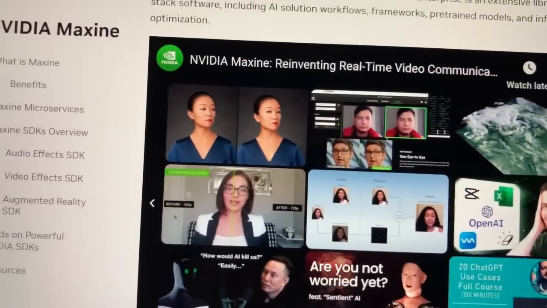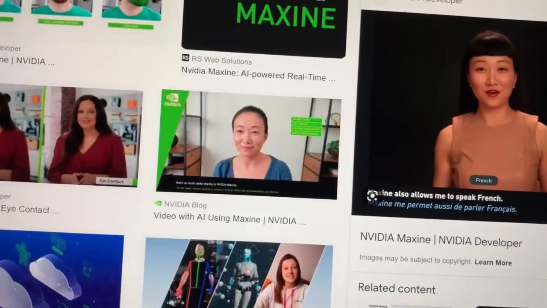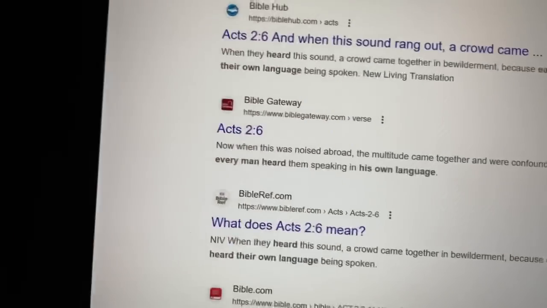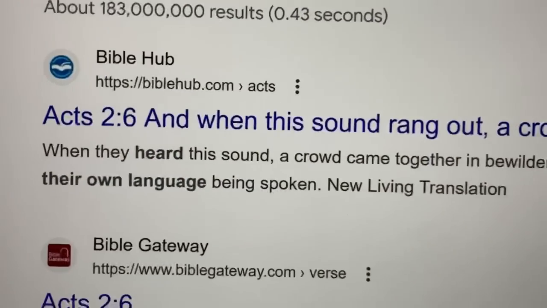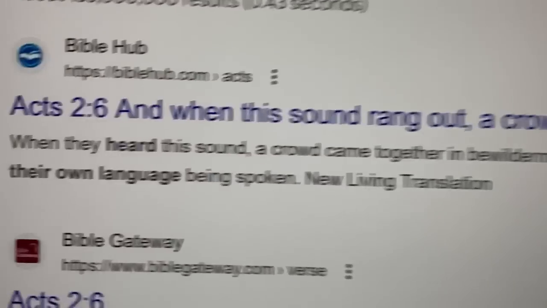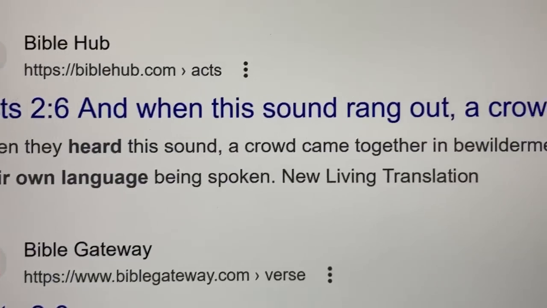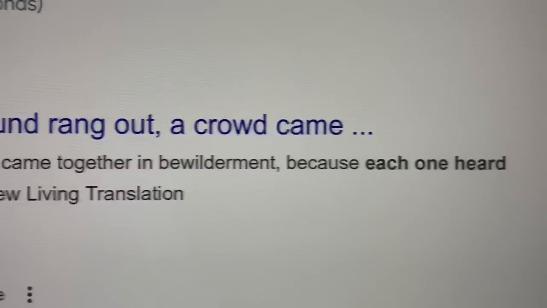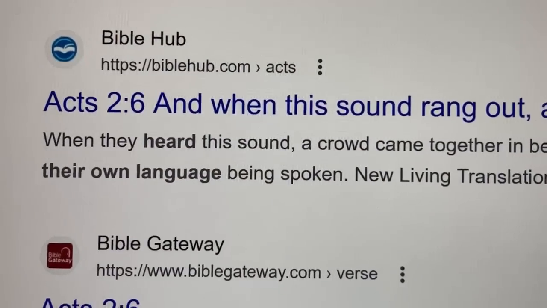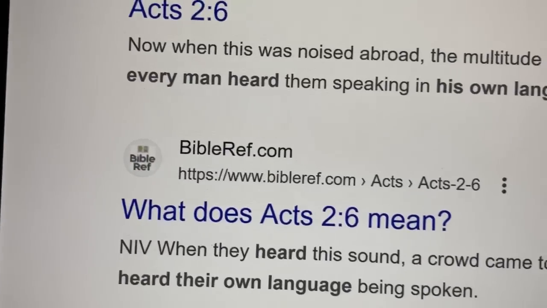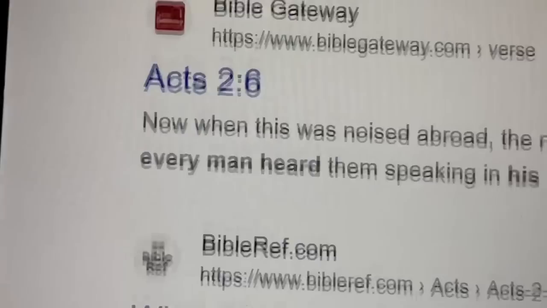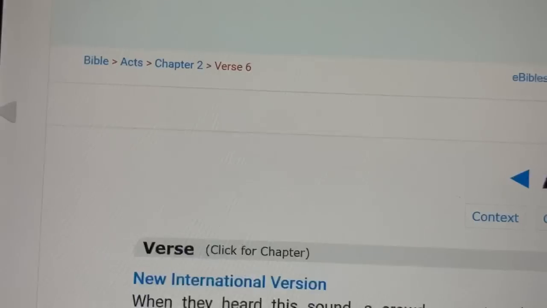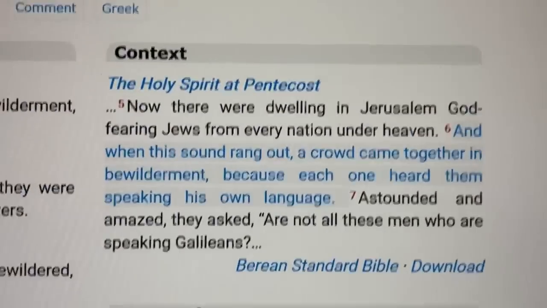Okay, so when I saw that video, I was reminded of a Bible verse. Let me find it. This was the Bible verse I was reminded of. Acts 2:6. And when this sound rang out, a crowd came. When they heard this sound, a crowd came together in bewilderment because each one heard their own language being spoken. That did it. Popped into my mind. Look, when they heard this sound, they heard it in their own language. When the Holy Spirit was at Pentecost.